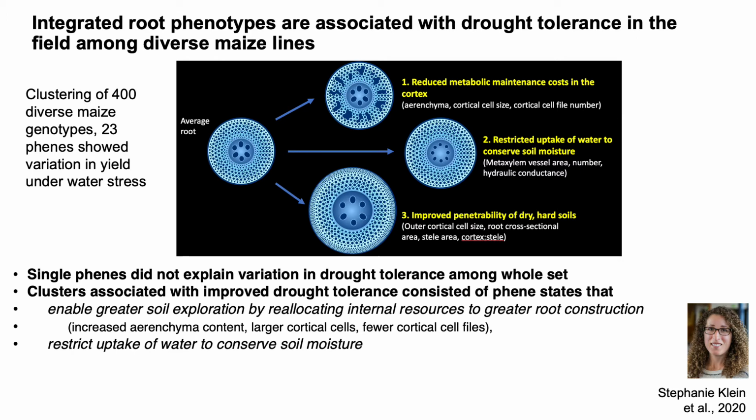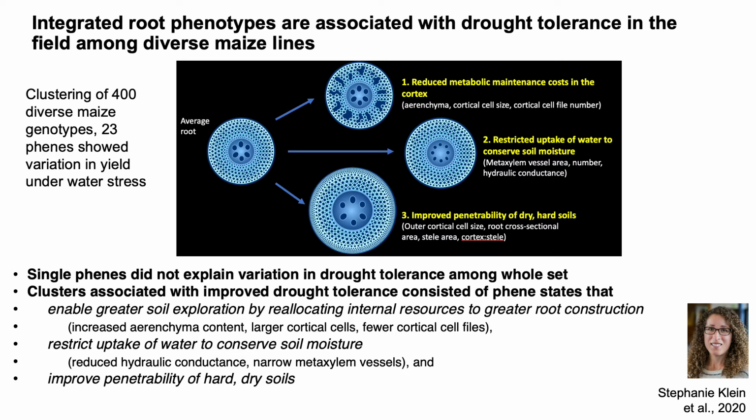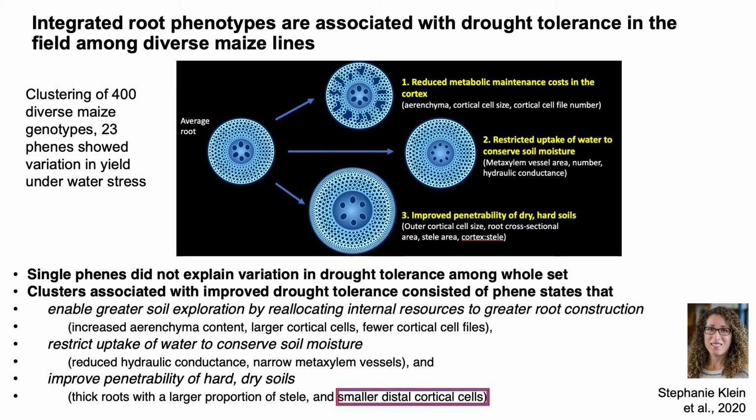Restrict uptake of water to conserve soil moisture. These consist of reduced hydraulic conductance, narrow metaxylem vessels, and finally improve penetrability of hard, dry soils, such as phene states like thick roots with a larger proportion of stele and smaller distal cortical cells. We now know that smaller distal cortical cells is actually the MCS phenotype I showed earlier.